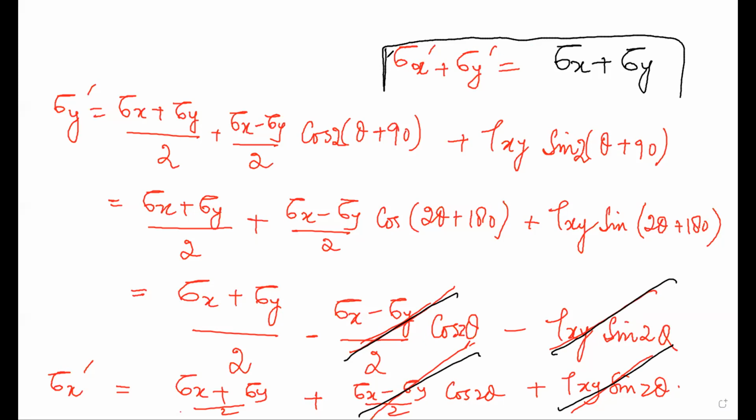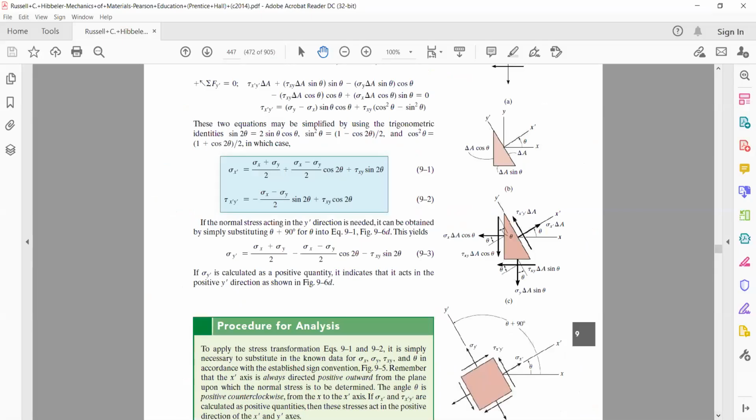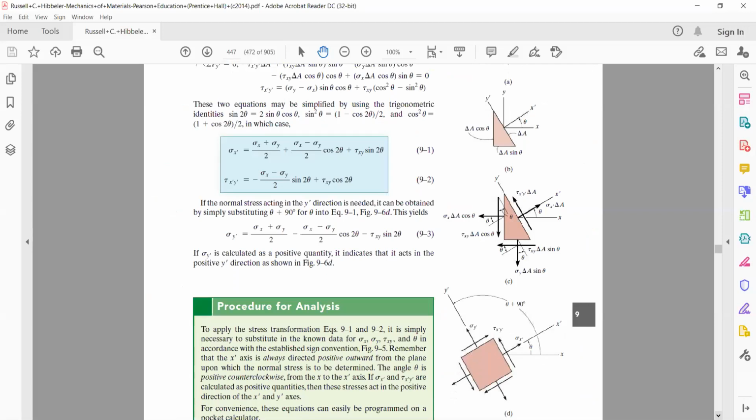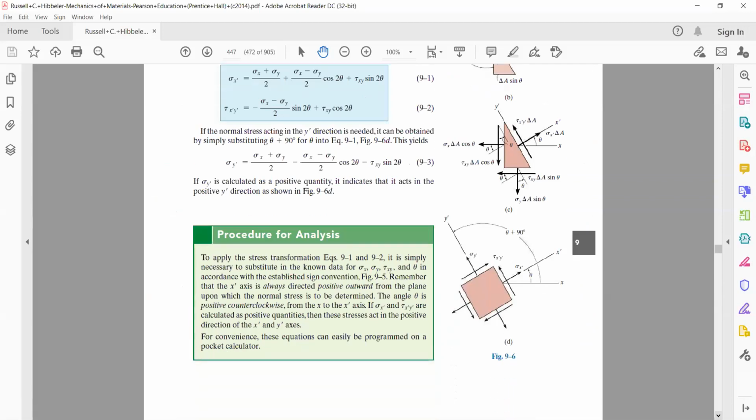Oh, you got a very, very important equation. Whenever you do the transformation about any axis by any rotation, the summation of sigma x and sigma y always remains constant. You can verify it in the previous question. That is, sigma x plus sigma y is always equal to sigma x prime plus sigma y prime. Remember this equation. Now return to your book again. Procedure for analysis I have been always discussing. I will discuss it later on.